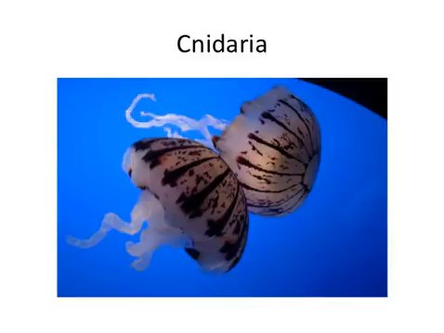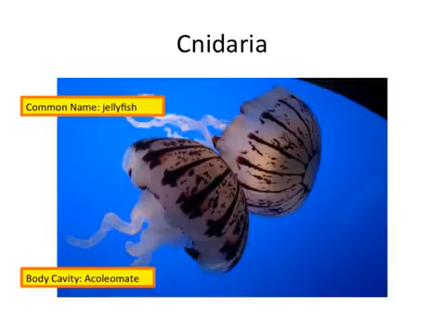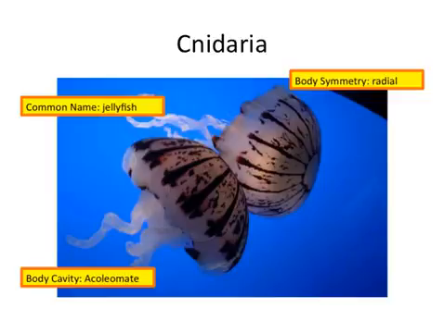Our next animal phyla was phylum Cnidaria. The common name for these is jellyfish. It also includes sea anemones, hydra, and corals. Their body cavity is acoelomate as well, meaning they do not have a body cavity. Their body symmetry is radial.